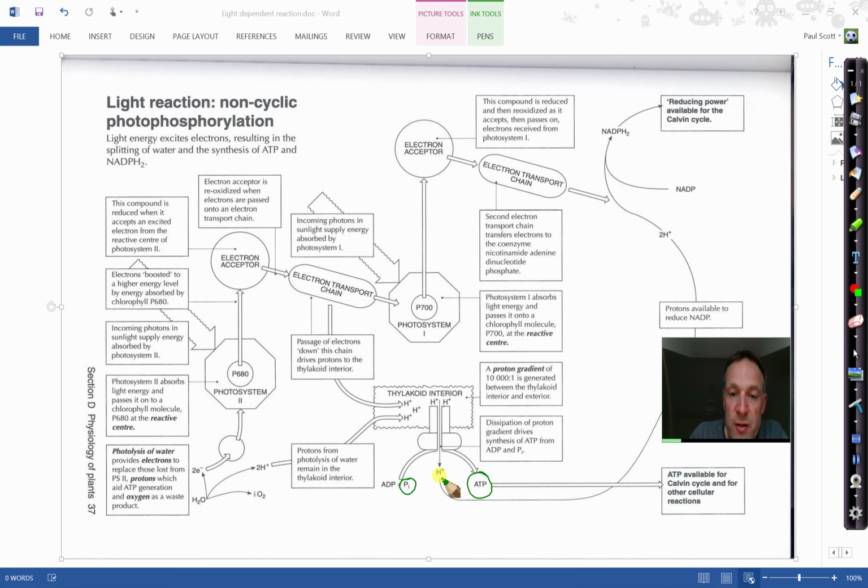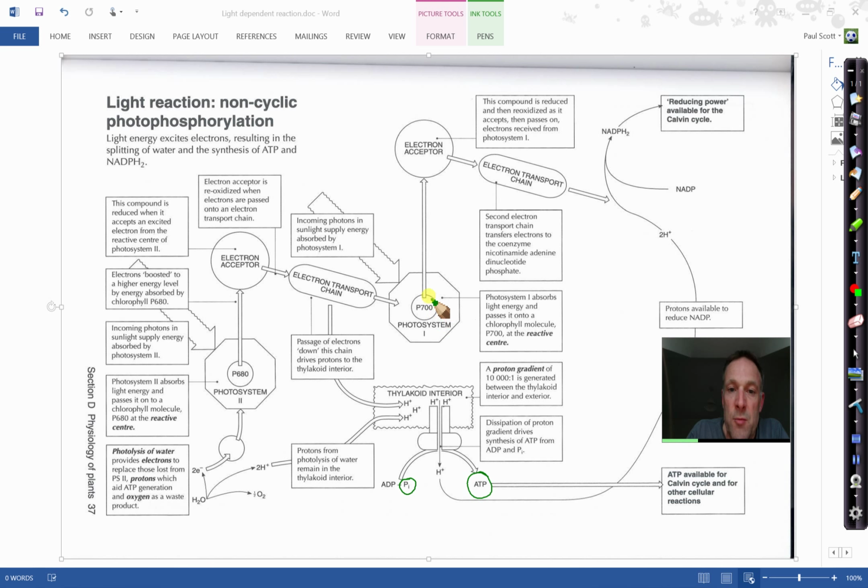This is sometimes referred to as chemiosmosis. Okay, chemicals moving down their concentration gradient. So an ingenious little device, and this only happens as a result of this photosystem 2. It doesn't happen in photosystem 1. Now what? Well, those 2 electrons that have now lost their energy, they go into photosystem 1.